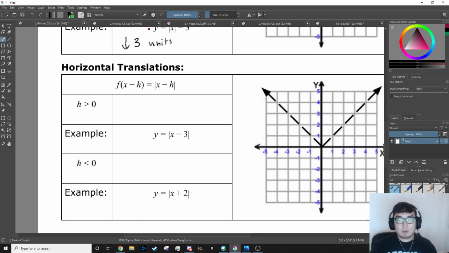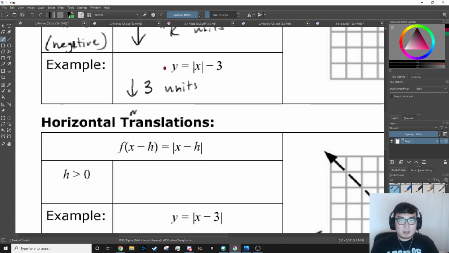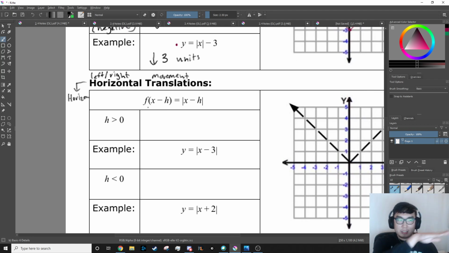So if we have up and down, which is talking about the y-axis, we can also move it left and right. And once again, translation means movement. And horizontal means, I guess I should write it in English, left slash right. When I see the word horizontal, I think of the word horizon, which is kind of like the ocean horizon. Like you can see the line going left to right.